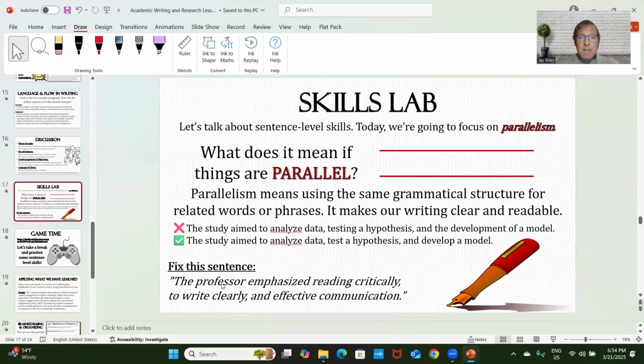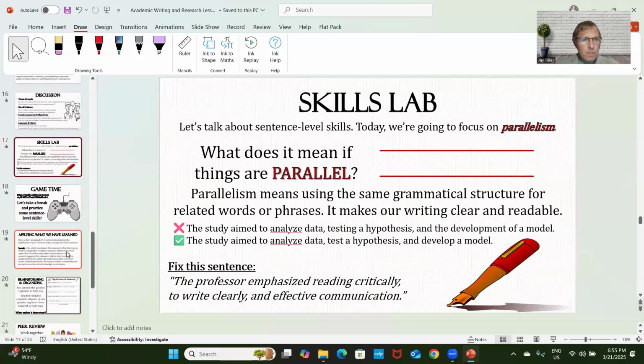Perfect, right? So here I've got this sentence. The professor emphasized reading critically to write clearly and effective communication. I could say the professor emphasized reading critically, writing clearly, and communicating effectively. So there you've got three parallel structures.